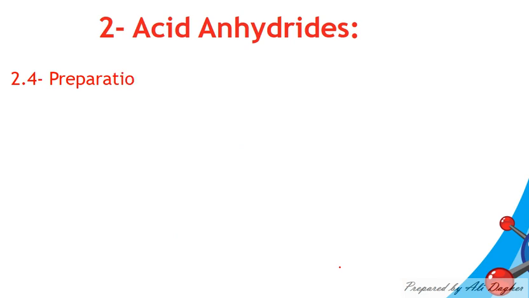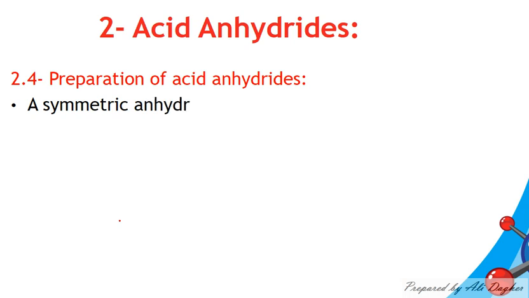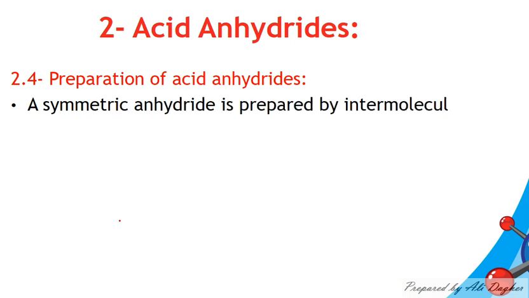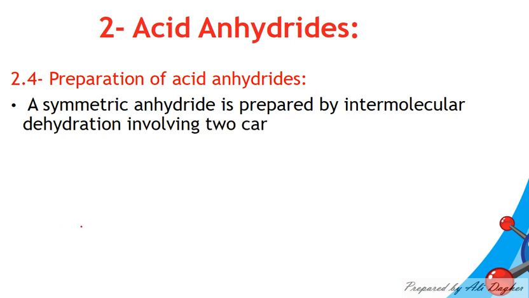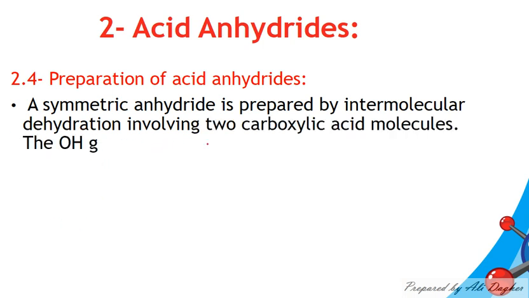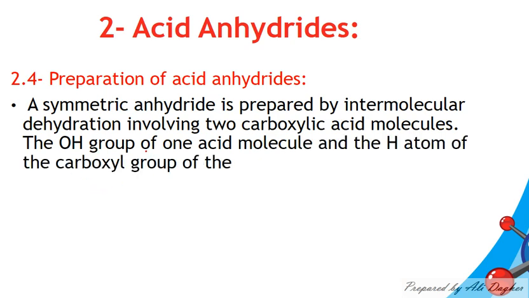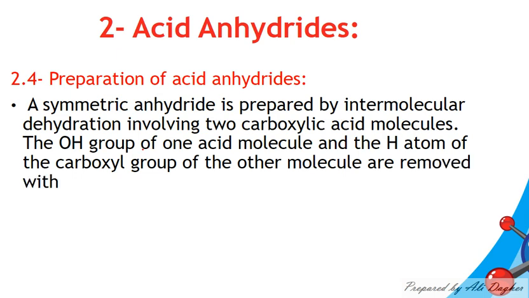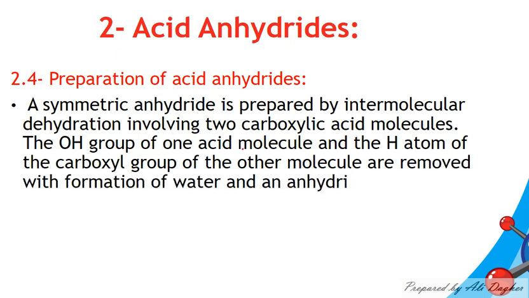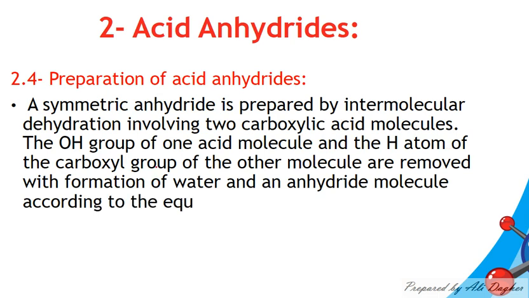This is the nomenclature of acid anhydride. Now, preparation of acid anhydride. First, symmetric anhydride is prepared by intermolecular dehydration, elimination of water H2O, involving 2 carboxylic acid molecules. The OH group of the carboxyl group of the first acid, and the H atom of the carboxyl group of the second acid are removed with the formation of water, and an anhydride molecule according to the equation is formed.